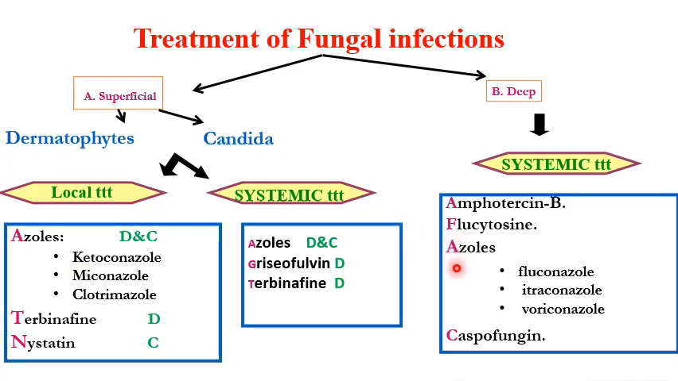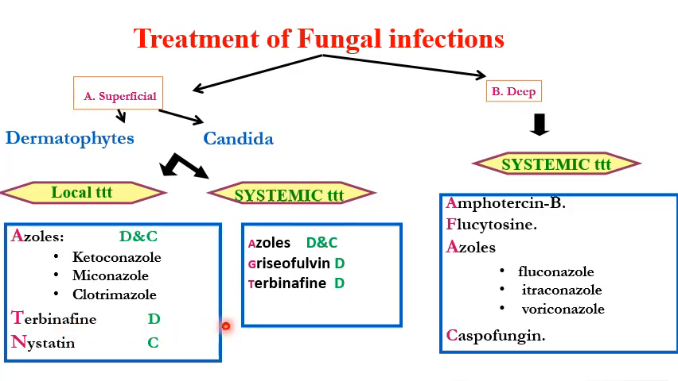For deep fungal infection, drugs other than azoles are Amphotericin B, Cytosine, and caspofungin, while for systemic treatment in superficial fungal infection, terbinafine and griseofulvin are used systemically for dermatophytes or tinea, and topically we use terbinafine and nystatin. Terbinafine is used topically for dermatophytes or tinea, and nystatin for candida. So when I ask you what are the uses of terbinafine: terbinafine is an antifungal drug used to eradicate dermatophytes or tinea, used both systemically and topically.